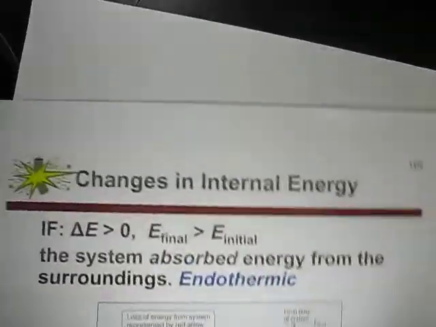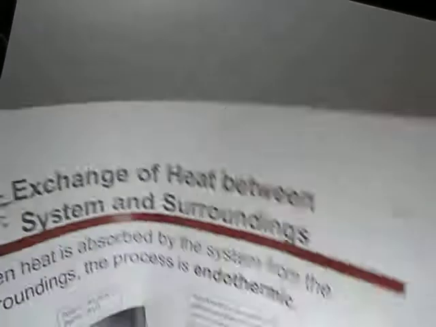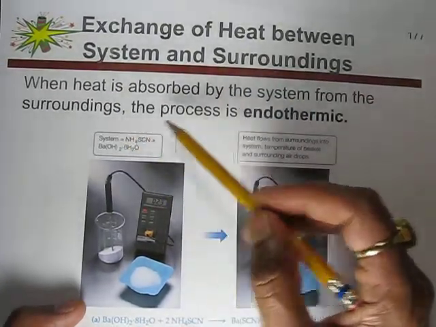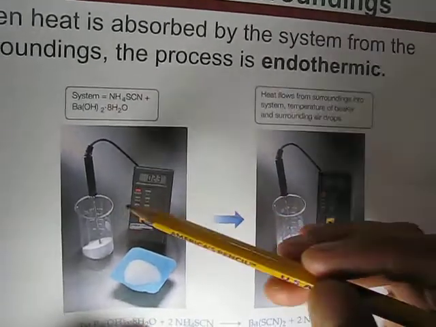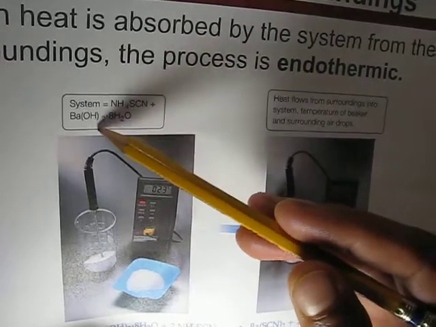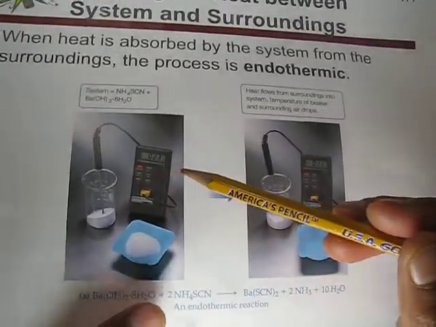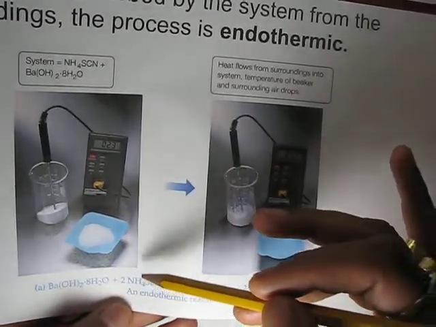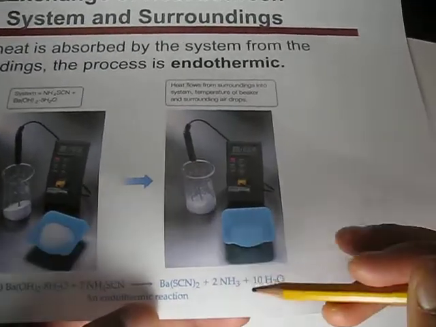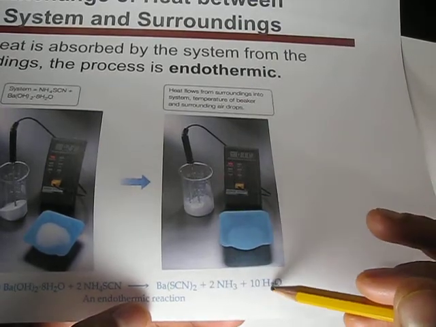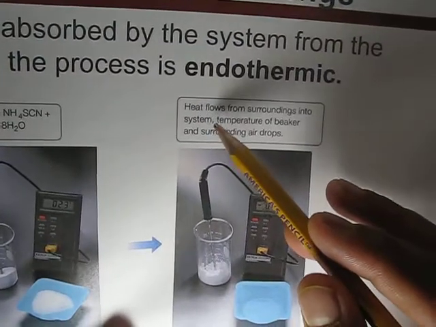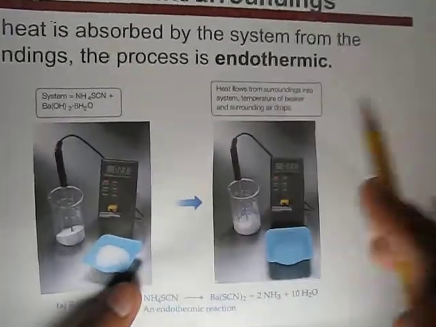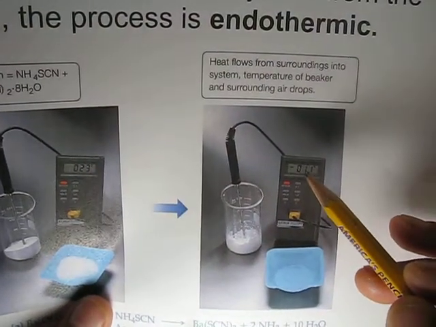Next is one more example about the endothermic reaction. When heat is absorbed by the system from the surrounding, the process is called endothermic. For example, this picture shows the beaker with ammonium thiocyanate and barium hydroxide together, and when we measure the temperature, it is room temperature, which is 23 degrees Celsius. When they react together, they form barium thiocyanate, ammonia gas is released, and water molecules also form. So heat flows from surrounding into system, and the temperature of the beaker and surrounding air drops. You can see the temperature is 23 degrees Celsius here and minus 11 degrees Celsius here.